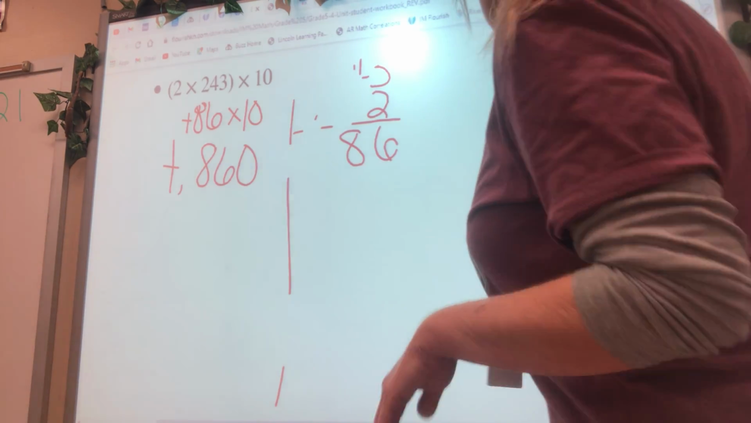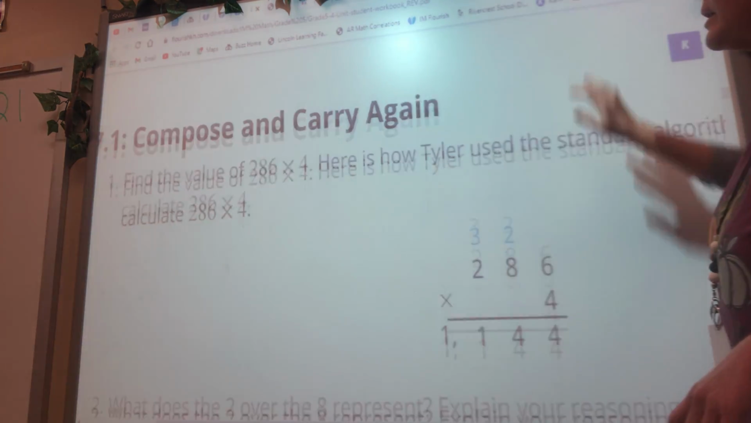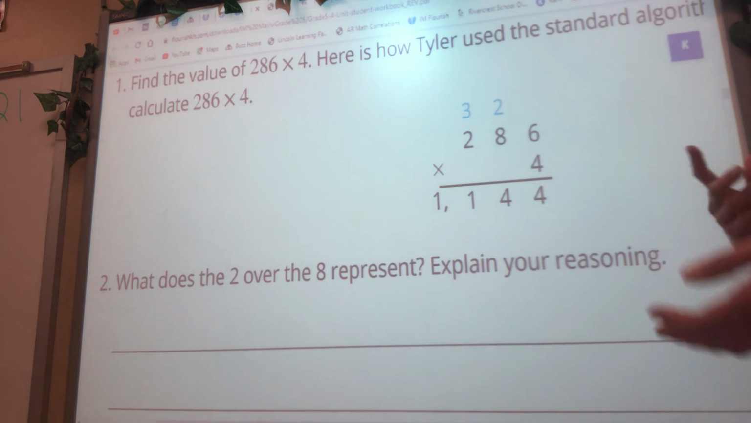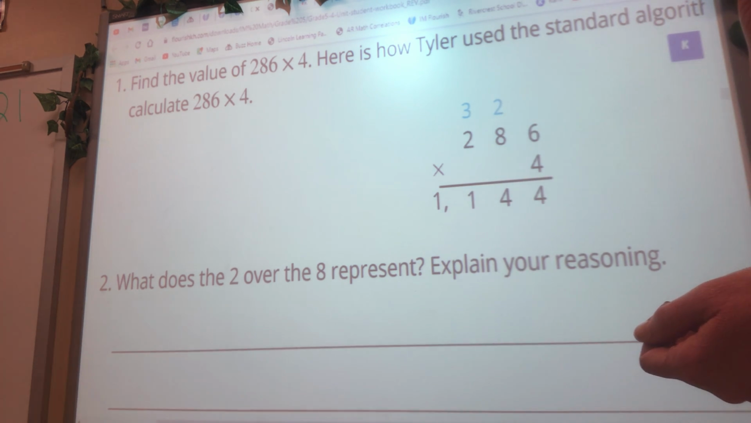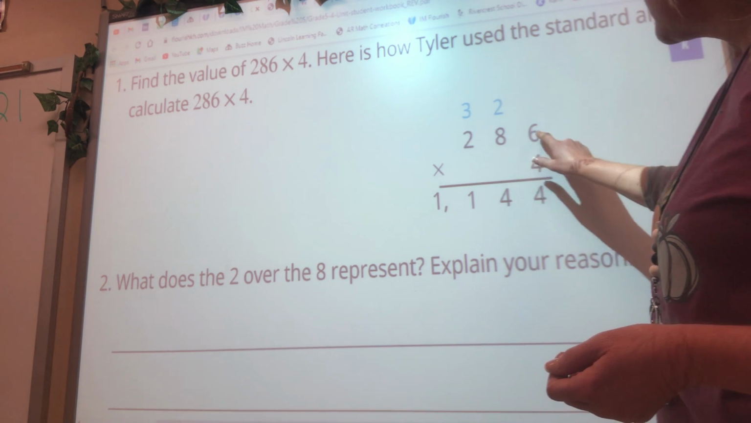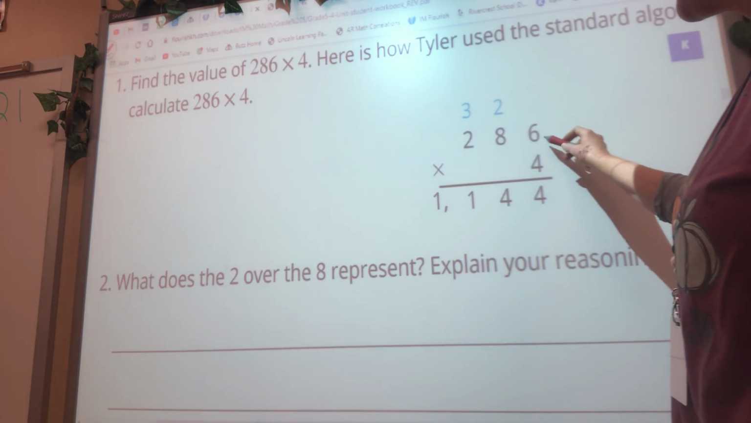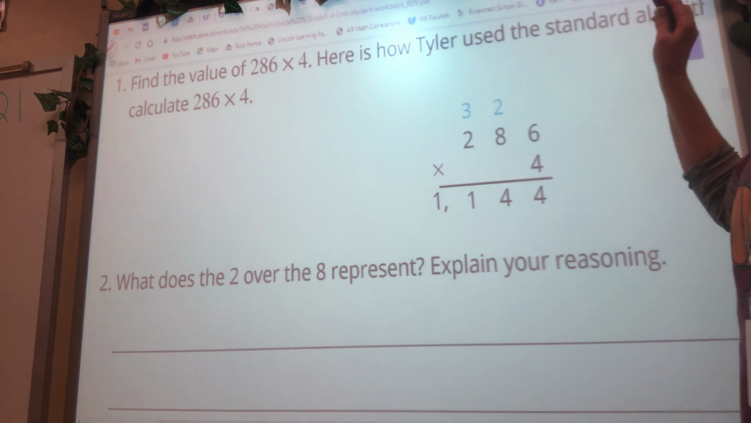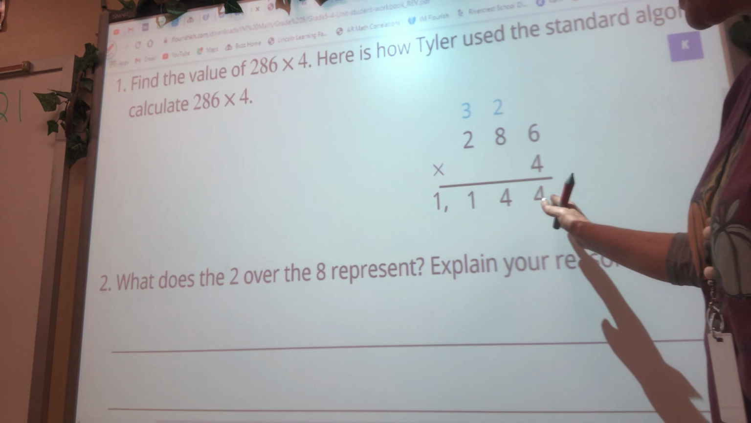Okay, if he used the standard algorithm, and looking in the book, here's Tyler's work. He used the standard algorithm, or the standard steps. And it asks us, what does the 2 over the 8 represent? Well, I know that when I'm using the standard algorithm, I multiply what's in the ones place times each number on top. So if I multiply 4 times 6, I get 24. So the 2 that he carried up here, that's in blue, represents the 20 associated with your first multiplication.